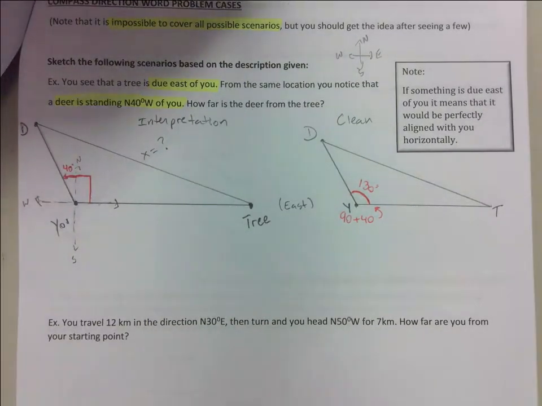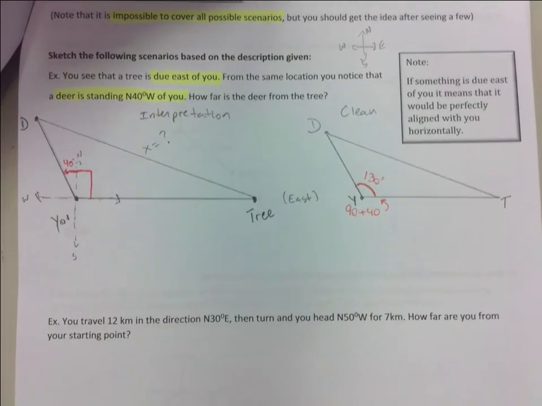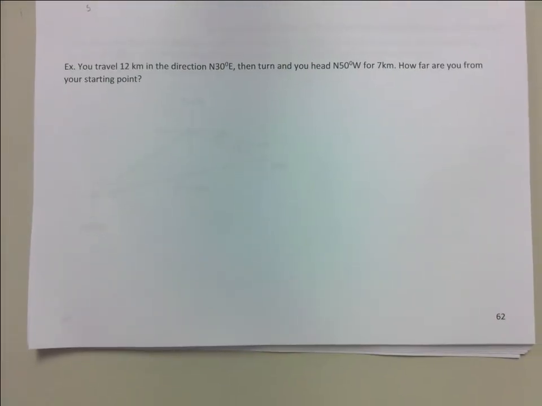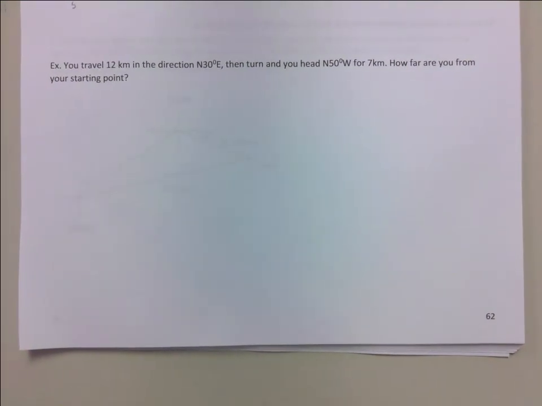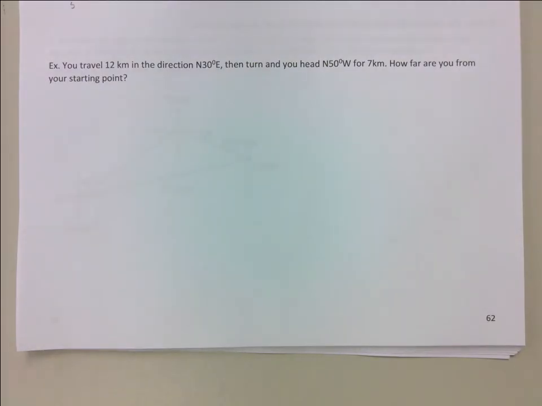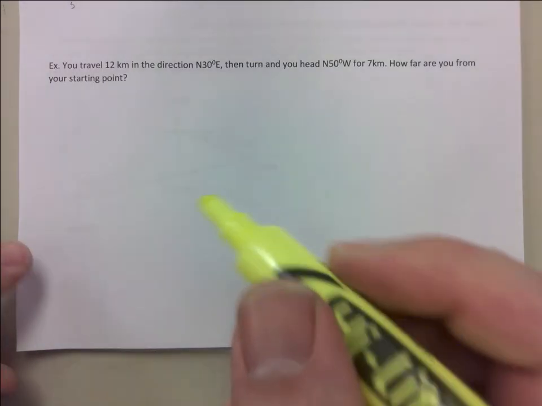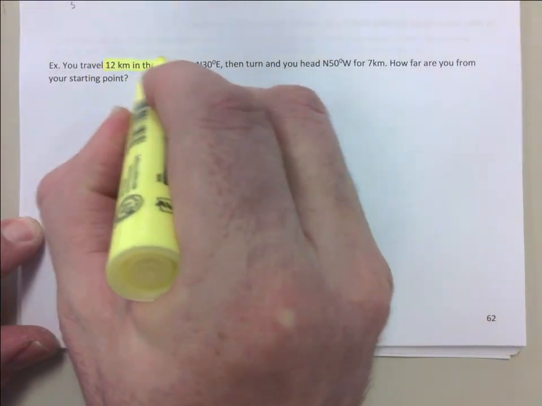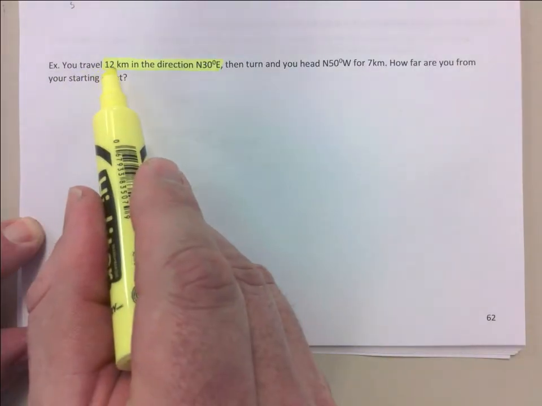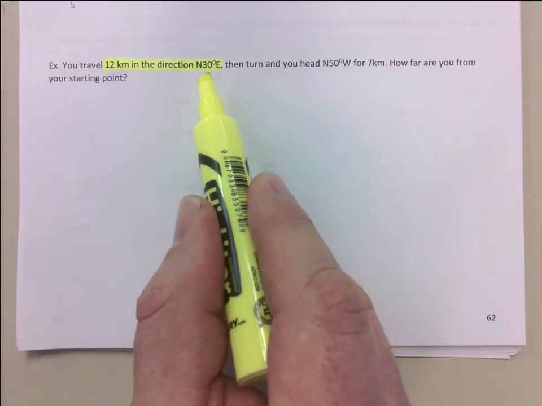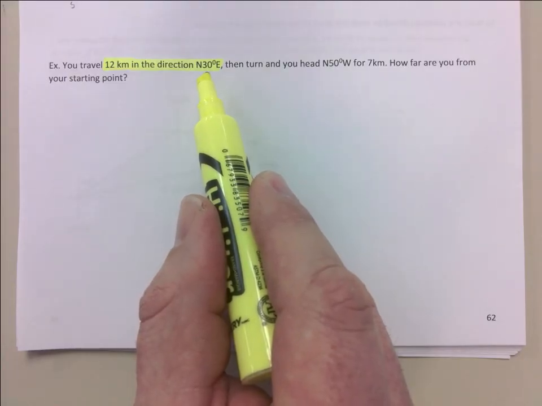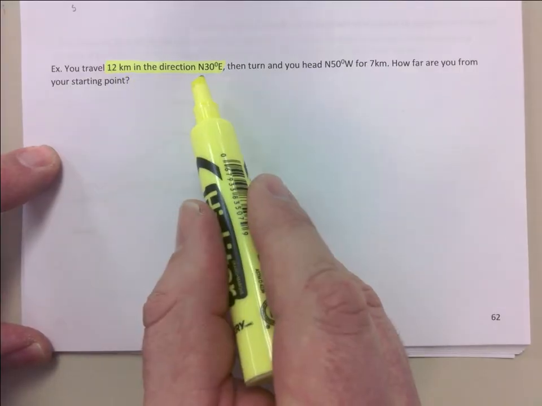So let's try this. And then we're actually going to solve as well. I'm going to ask you to solve. That's your warm-up for today. Knowing how to use the sine law, cosine law. Okay, so you travel 12 kilometers in the direction north 30 east. This goes together. Okay? You've got the distance and you've got the direction. Sometimes you only have direction. Sometimes you only have distance. Now you have both. Right?